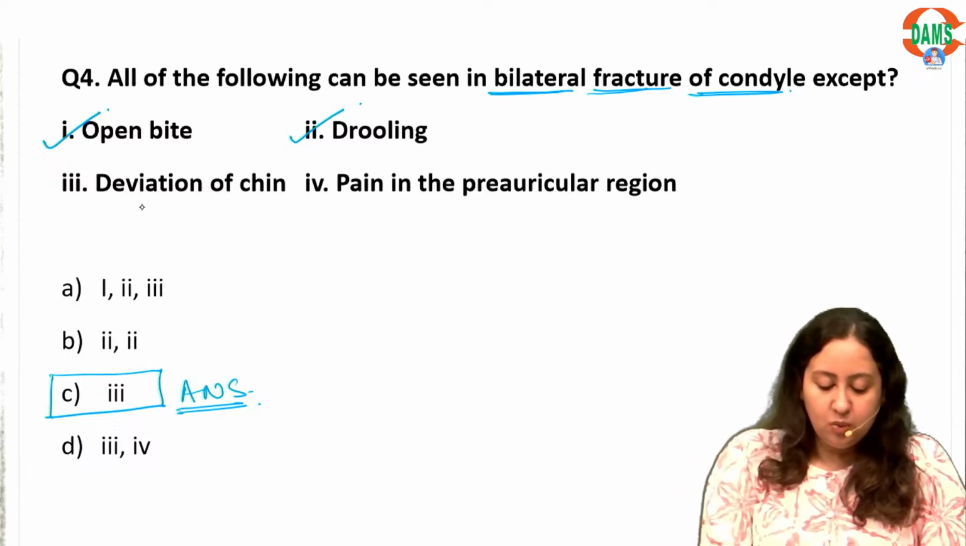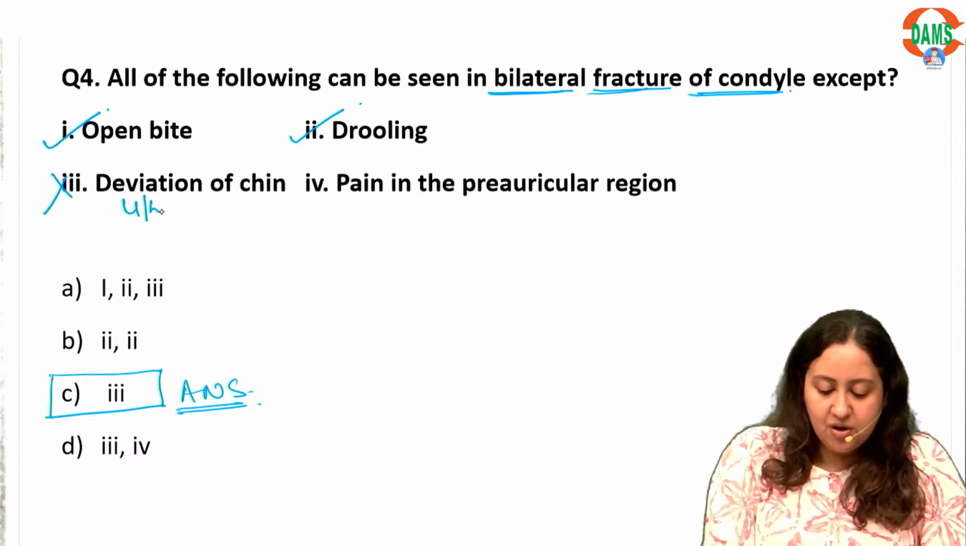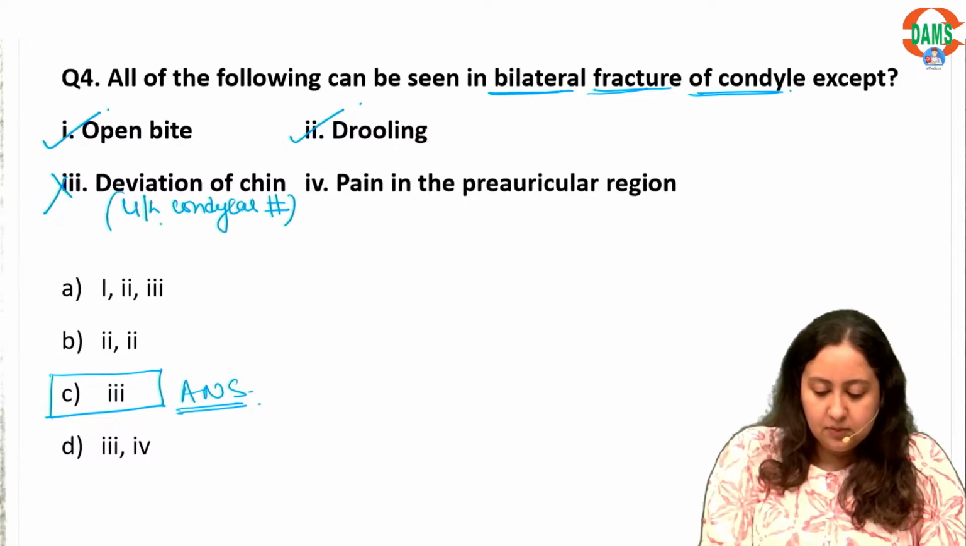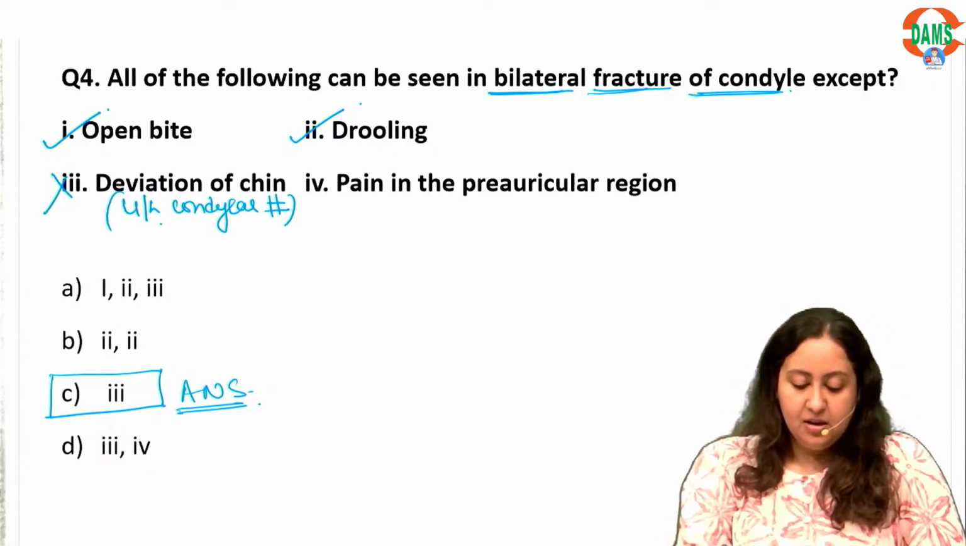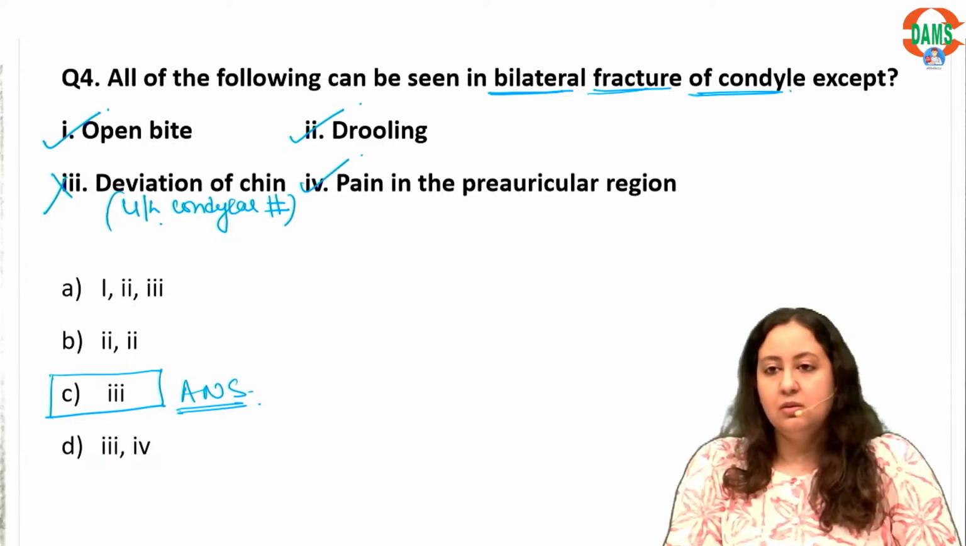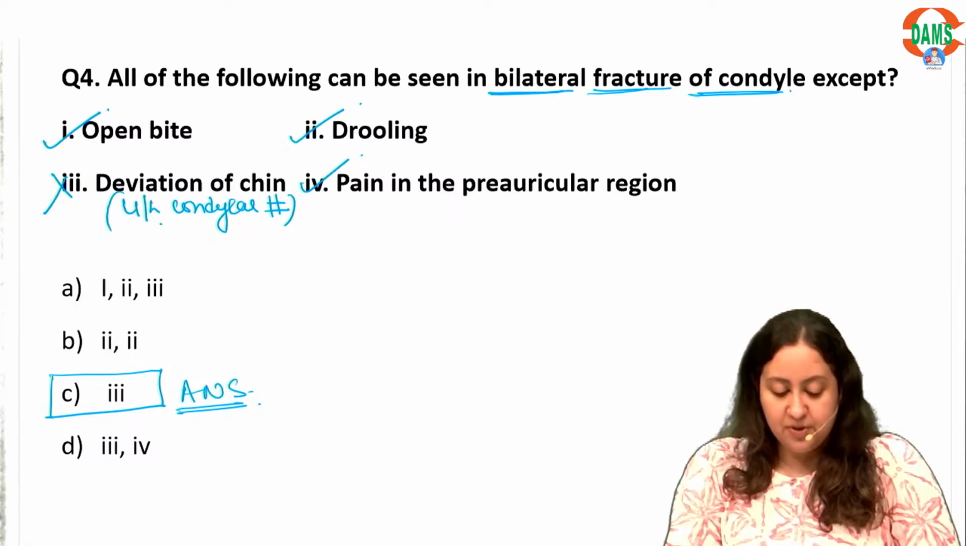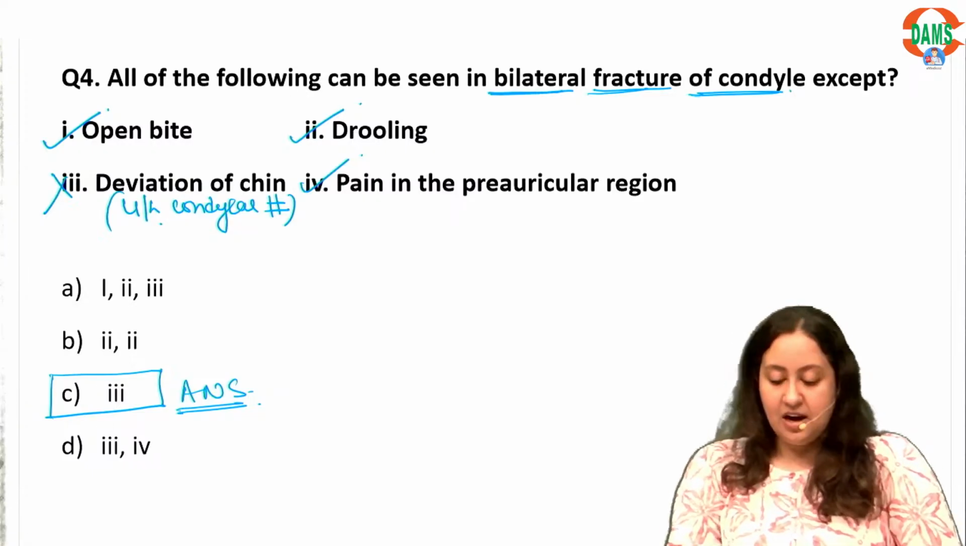Deviation of chin? No, this is seen in unilateral condylar fractures. Alright. And pain in the preauricular region? Yes. On both the sides or on one side, but yes, it is going to be present. So option C is the correct answer.